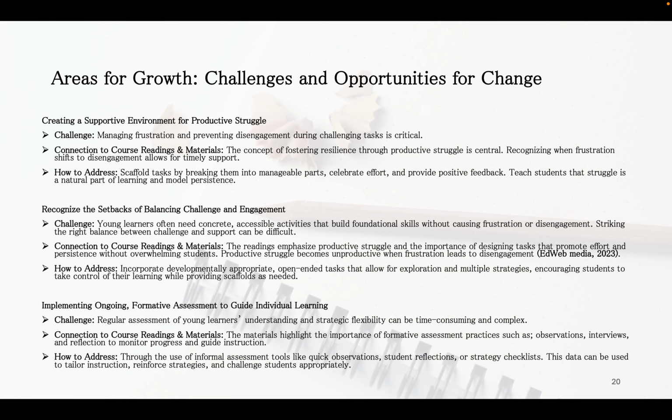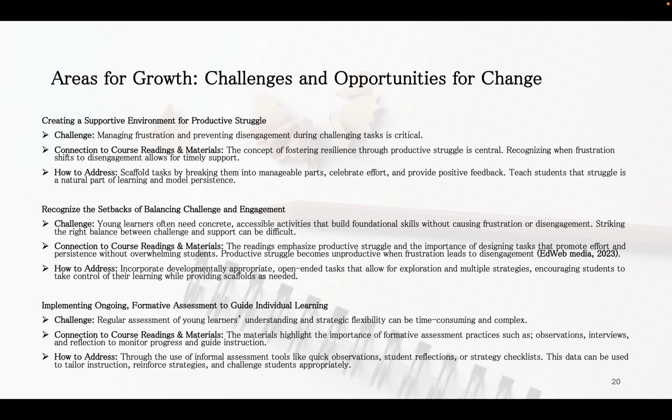I also think that another challenge and an area where I can grow is recognizing the setbacks of balancing challenge and engagement. Young learners need concrete, accessible activities that build foundational skills without causing frustration and disengagement. I think that striking the right balance between challenge and support can be difficult. Making a connection back to the course readings and materials, the readings really emphasize productive struggle and the importance of designing tasks that promote effort and persistence without overwhelming students. And productive struggle really becomes unproductive when frustration leads to disengagement.